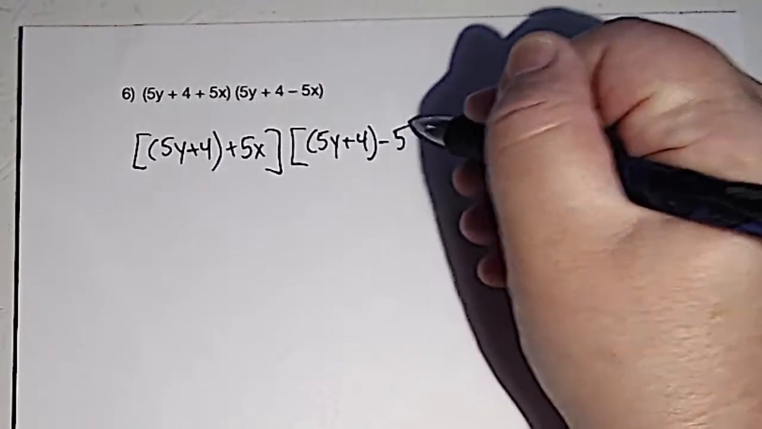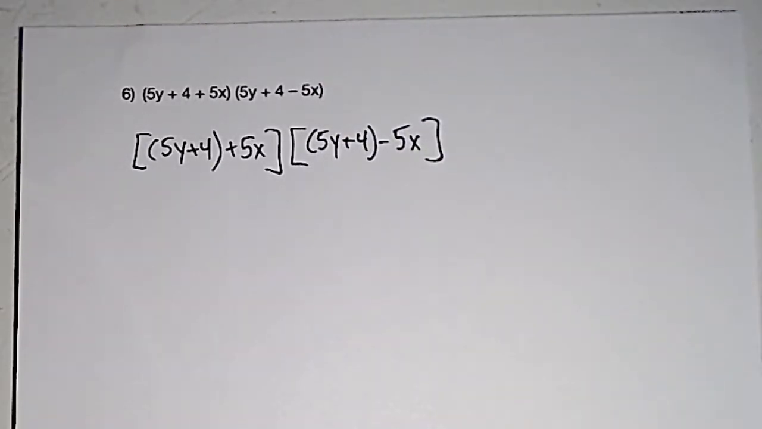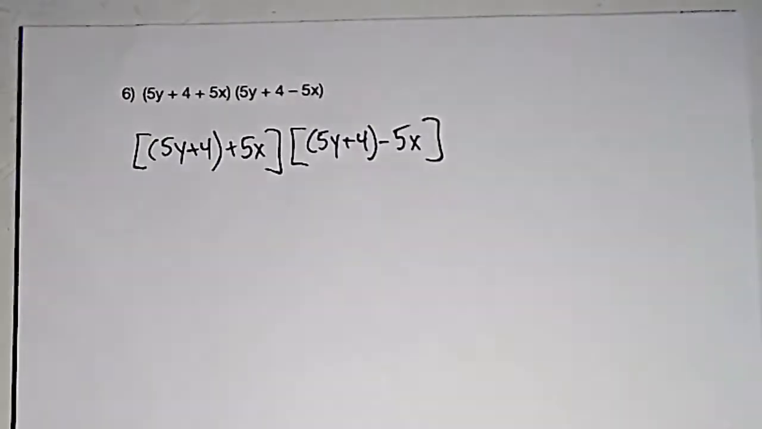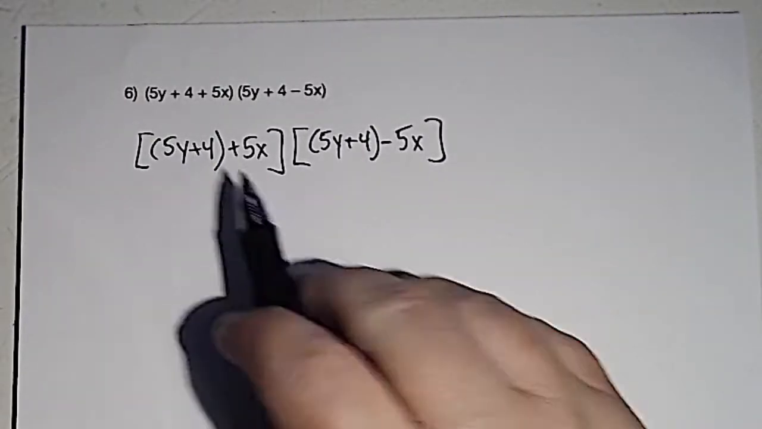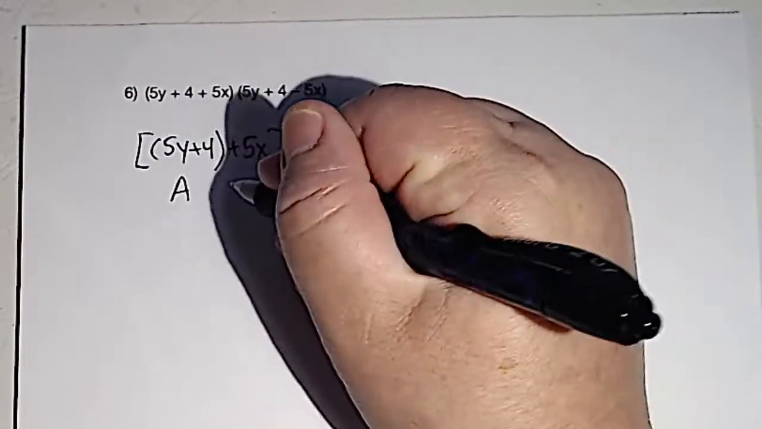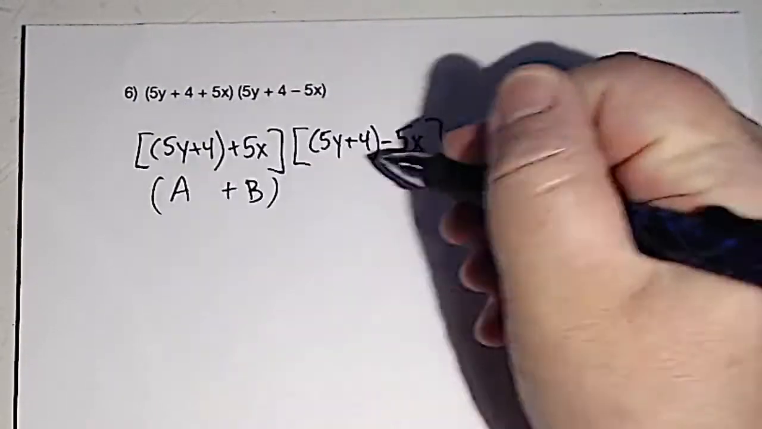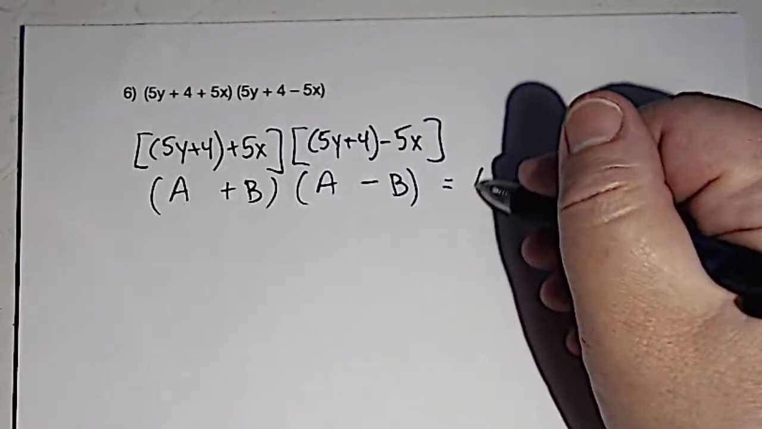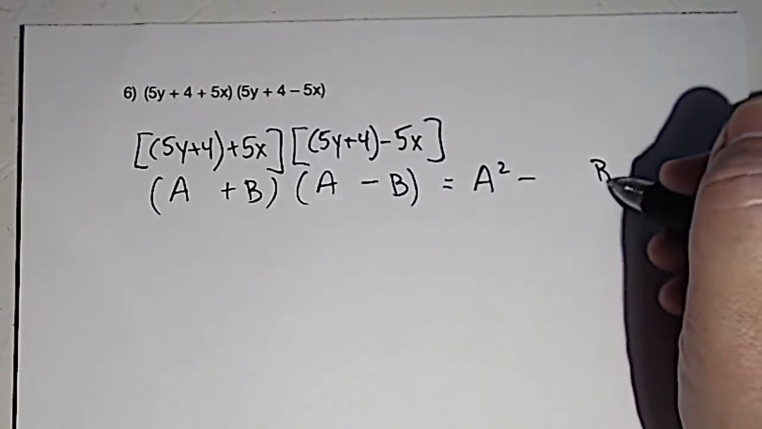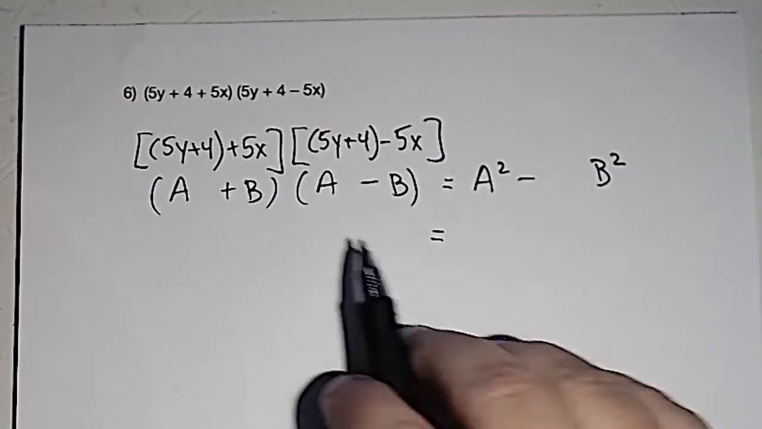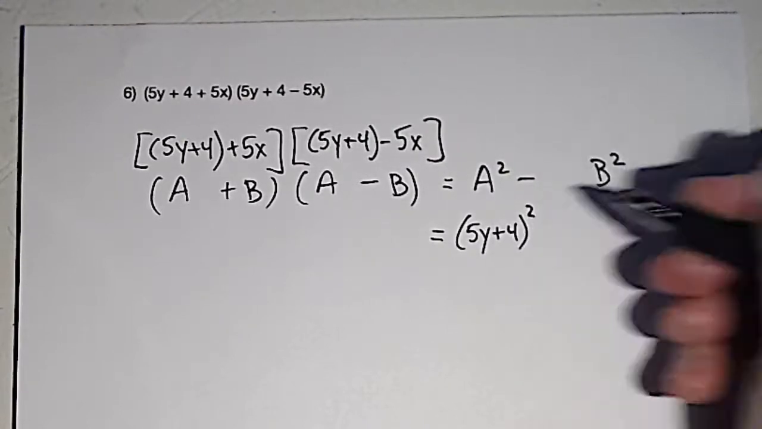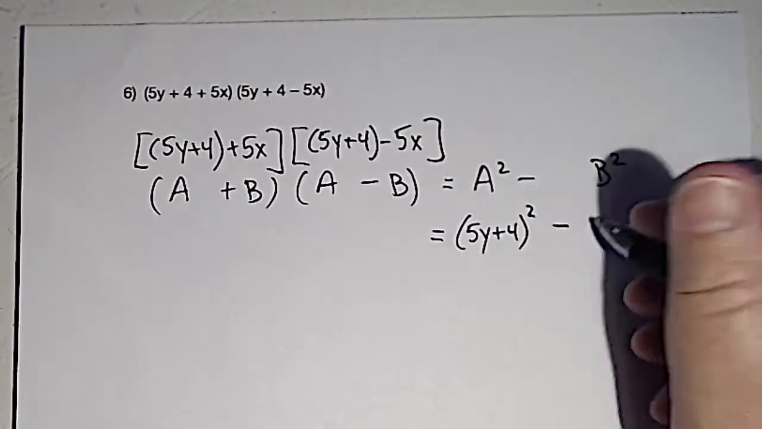So I'm going to take advantage of the fact that I am allowed to put in parentheses as long as they don't change anything. And they don't. So I grouped the 5y plus 4. But when I group that, notice that I get a plus b times a minus b, which is a squared minus b squared. Okay, so a is the 5y plus 4, squared, minus b squared. B is just the 5x.